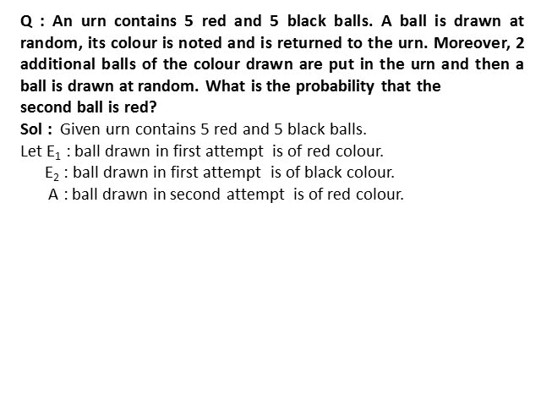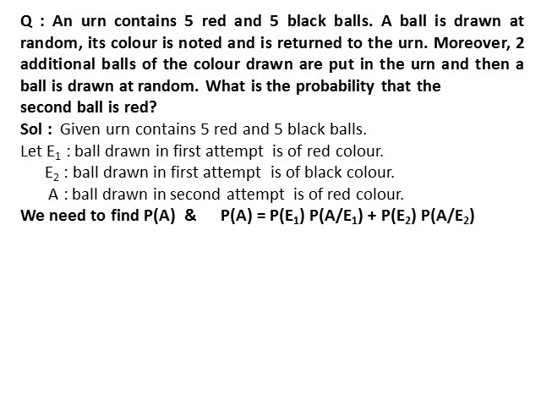So, let E1 be the event that ball drawn in first attempt is of red color and E2 be the event that ball drawn in first attempt is of black color and A be the event that ball drawn in second attempt is of red color. We need to find P(A) and by theorem on total probability, P(A) equals to P(E1) multiply P(A given E1) plus P(E2) multiply P(A given E2).